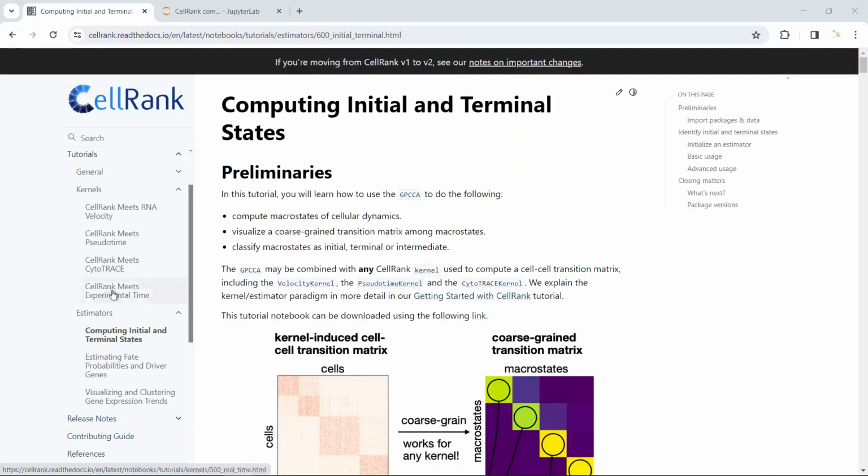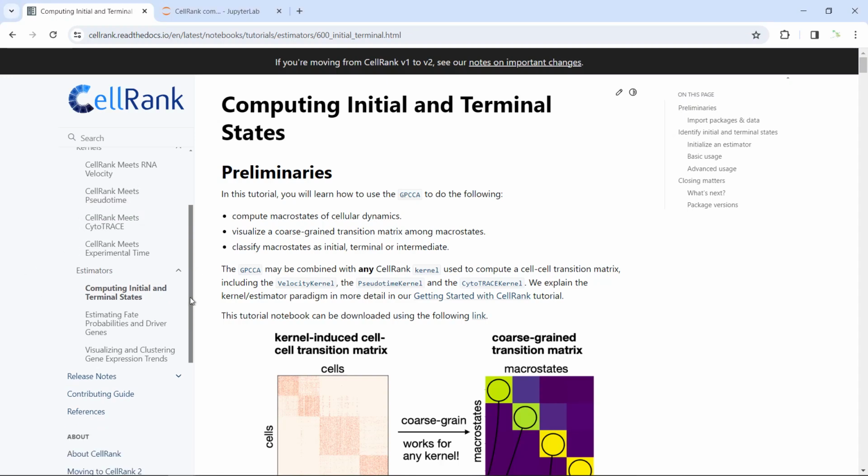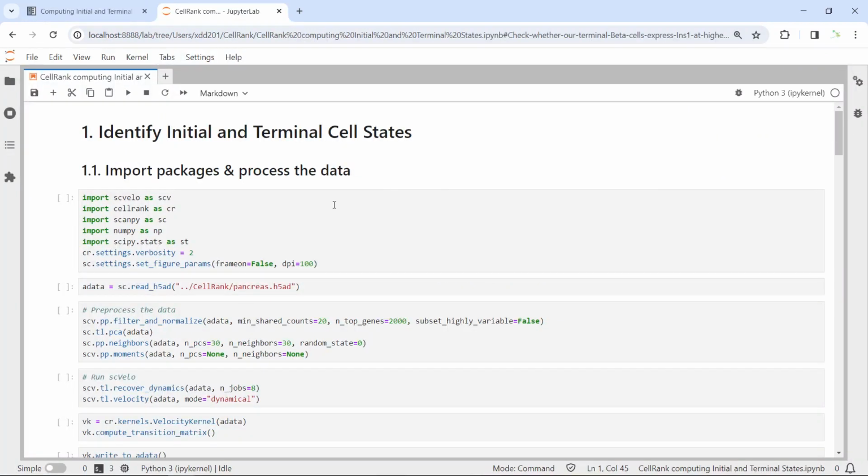In the first and second videos, I showed you how to set up kernels and create an RNA velocity and pseudo-time transition matrix for CellRank analysis. So in this video, I'm going to show you how to use the estimators and compute the initial and terminal cell states. In order to repeat the online tutorial, I'm going to first run the data processing, then we can identify the initial and the terminal cell states.